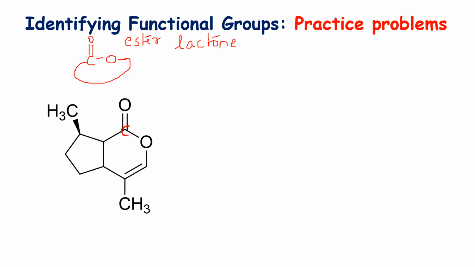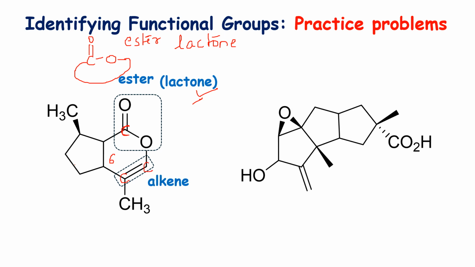So here in this example, yes, it's an ester, but this ester is a part of this 6-membered ring. That's why it's an ester, but more specific if we want to be, then it's a lactone. So you have to remember that cyclic amides are lactam and cyclic esters are lactone. Here is a carbon-carbon double bond, so it's an alkene.